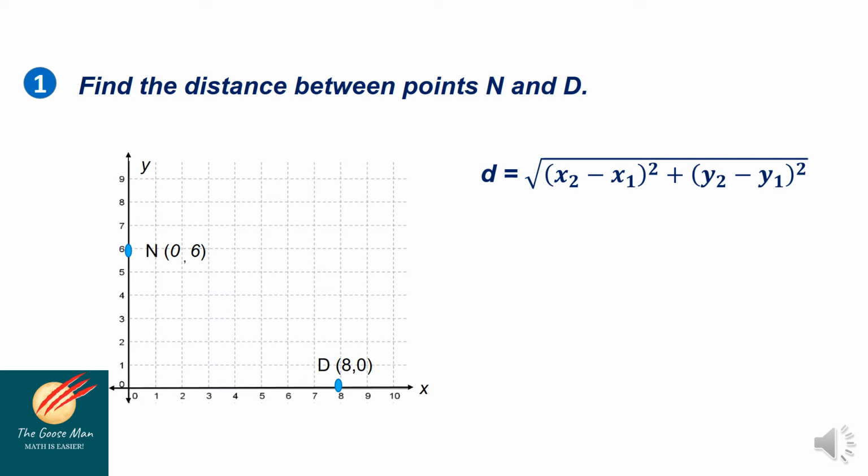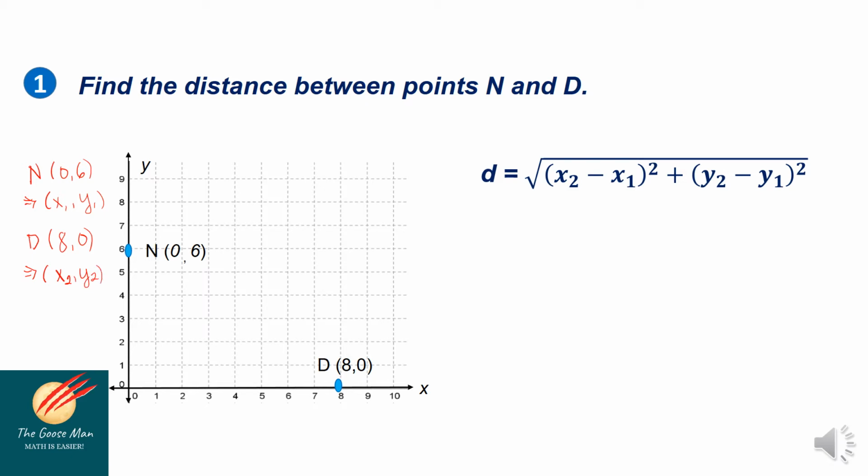But before that, let's identify x sub 1, x sub 2, as well as y sub 1 and y sub 2. We have the point N with coordinates 0, 6. We will let this be our x sub 1, y sub 1. So therefore, x sub 1 is equal to 0, y sub 1 is equal to 6. Also, D has the coordinates 8, 0. So our x sub 2 is equal to 8, while our y sub 2 is equal to 0.